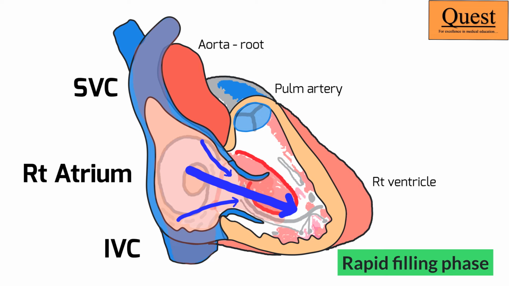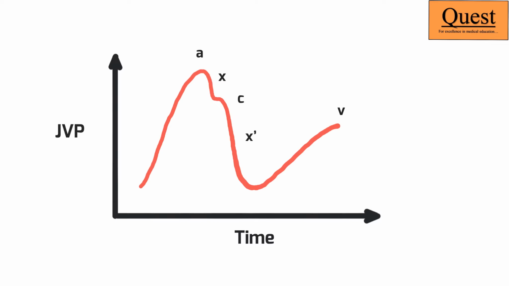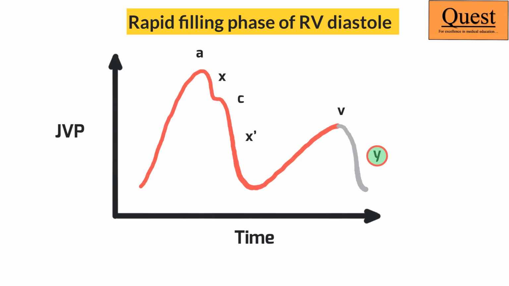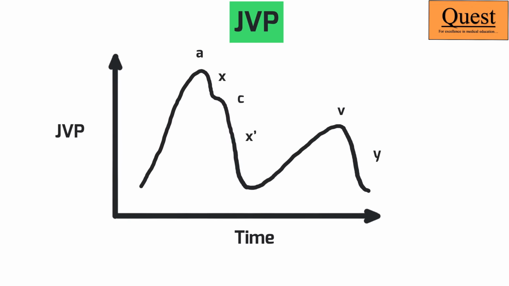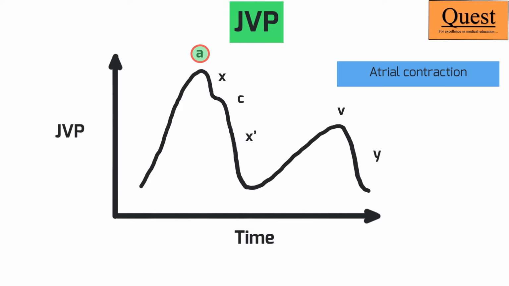This is the rapid filling phase of the right ventricle, and that would be represented by a fall of pressure in the right atrium known as the Y descent. So we have seen that we have the A wave, which is atrial contraction. We have the C wave, which is during the isovolumic contraction of the right ventricle leading to the bulge of the tricuspid valve. We have the V wave, which is because of the venous return.